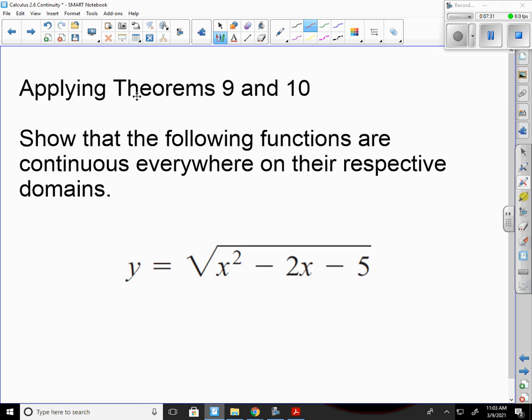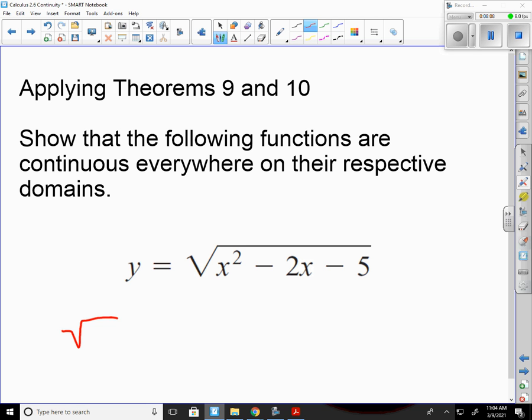All right, let's apply theorems 9 and 10. So first is theorem 9, which said that we can subtract these things and they're going to be continuous. And then theorem 10 says that I can take the composite of it. So if I look at this function, the square root function itself is continuous from 0 to infinity.